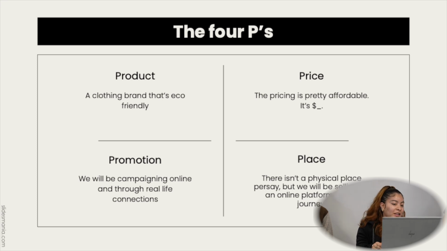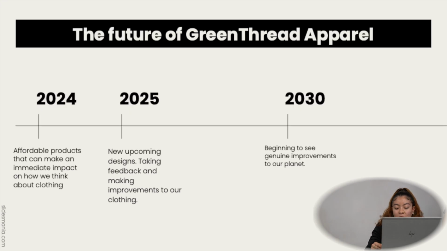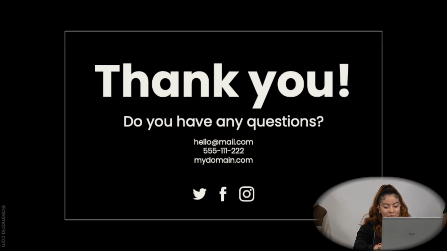And for Green Thread Apparel, in 2024, affordable products that can make an immediate impact on how we think about clothing. And 2025 is new upcoming designs, taking feedback and making improvements. And 2030 is beginning to see improvements.